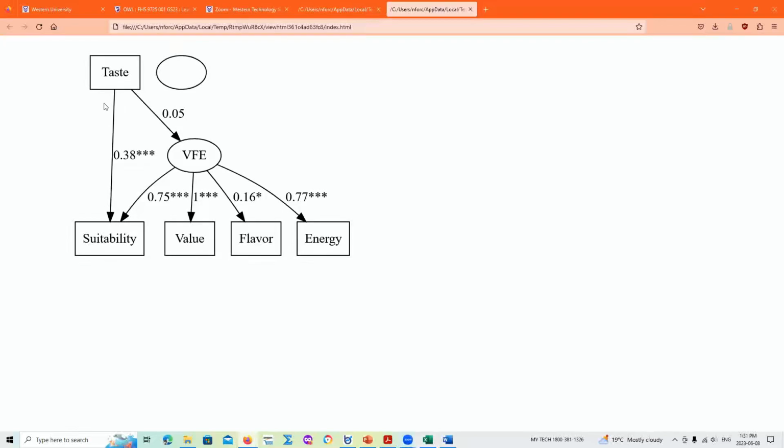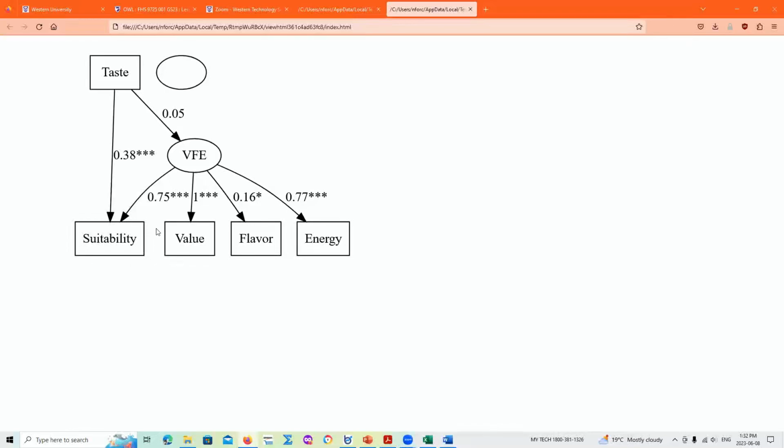So it's testing that the direct effect of taste on suitability is highly significant. This is the regression coefficient. On those parts they are showing regression coefficients. It's showing that the regression of VFE, this latent factor, on taste is not significant because there's no star. But it's showing us the regression of VEF, so suitability, on this one is significant. So the lack of significance is because this one has no relation at all. So when you take this one, this one becomes insignificant.